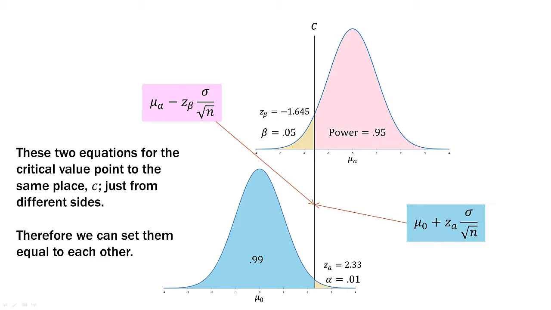Now in the bottom distribution, it's very similar. So mu sub 0, but in this case plus, because it's to the right of the mean, Z sub A, again, times the standard error. So these two equations point to the exact same spot in the alignment of these two distributions. So what we can actually do is set them equal to each other.